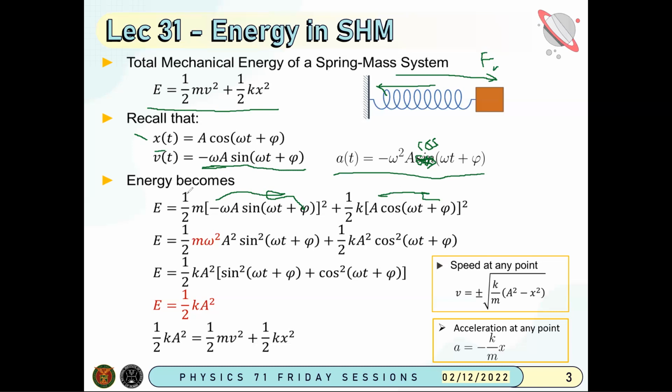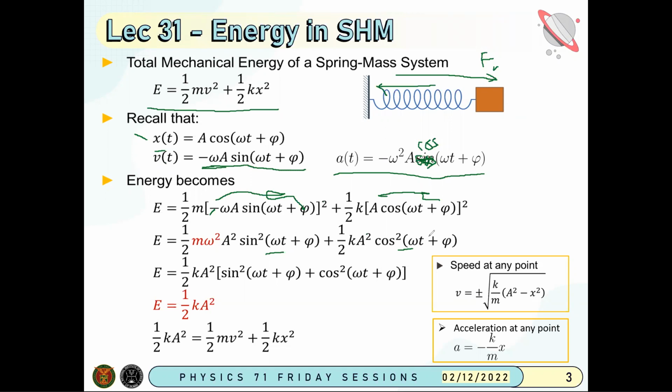And then simplify. So dito meron kang negative omega squared A squared, right? So magiging omega squared A squared. So negative times negative, positive. So mawawala yung negative na yan. And then sine squared nung expression. Sa potential naman, ganun din. So meron kang A squared na lalabas na constant coefficient. And then cosine squared nung expression.